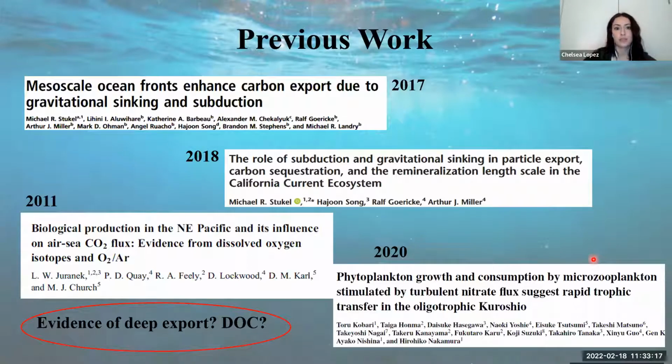So there's some previous work looking at these sort of processes. A lot of it is in the mesopelagic, so 500 meters and above. And there's some work in the California current going on. There's some work in the Kuroshio current, but there's right now no studies looking at the evidence of deep export. And there's no studies looking at how that affects the DOC at those depths. So I'm happy that we can highlight that that is going on.